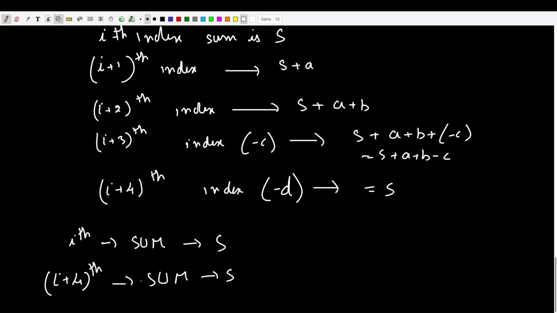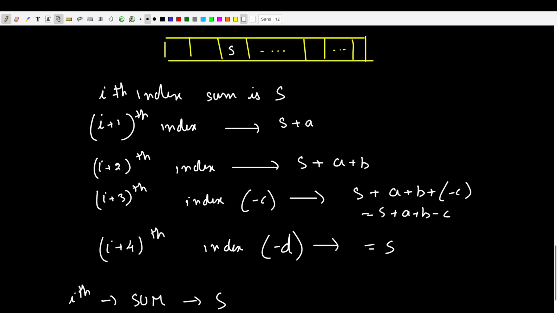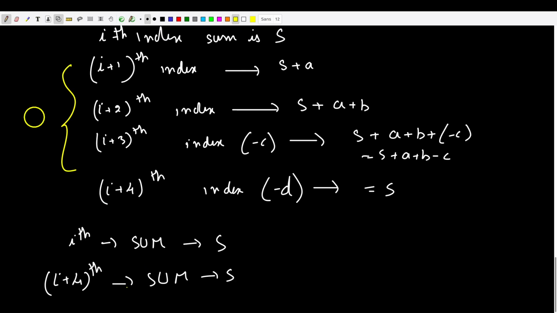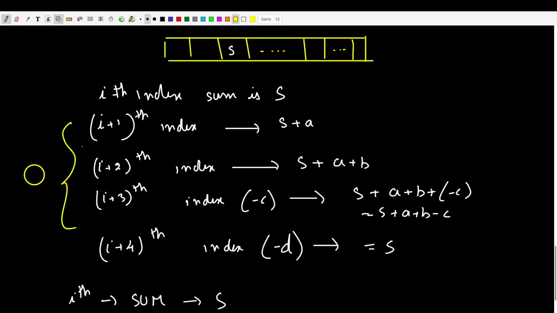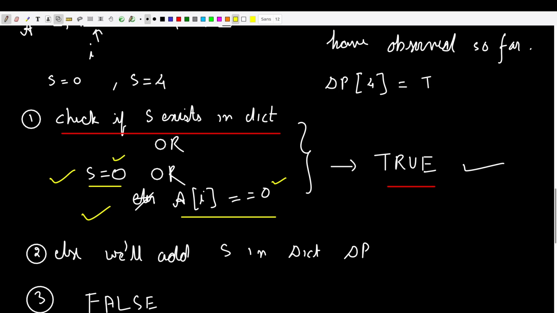So if this is again S, then what should be the sum of all these, what should be the sum of these three indexes? It has to be 0, right? Only if these are 0 does the I plus 4th index become S again. In that particular case, I plus 1 till I plus 3rd is the subarray whose sum is 0, and that is why we are returning true here. That is why in this particular case also we are returning true.